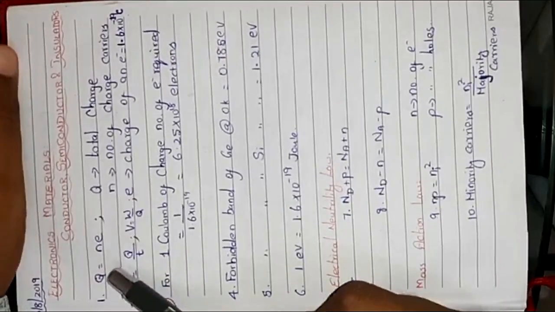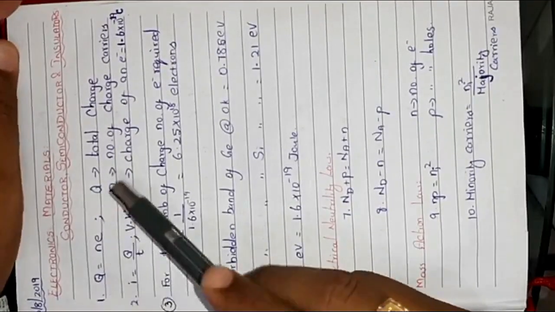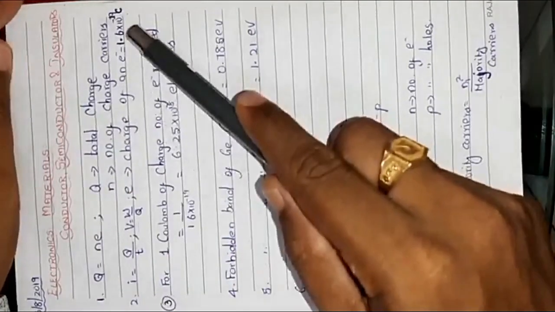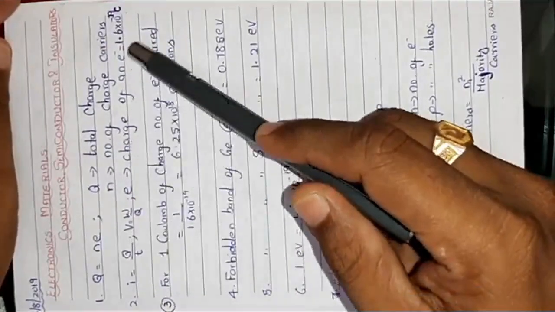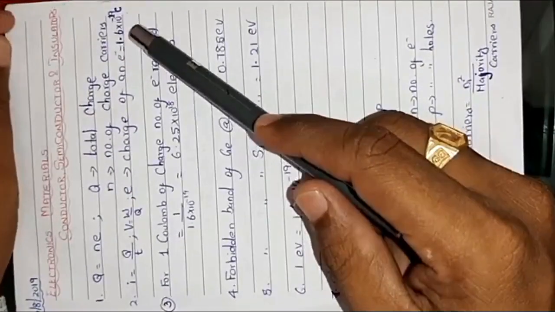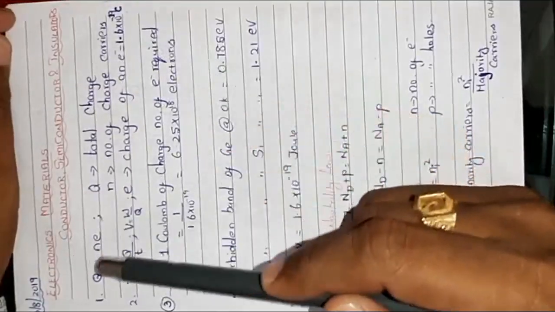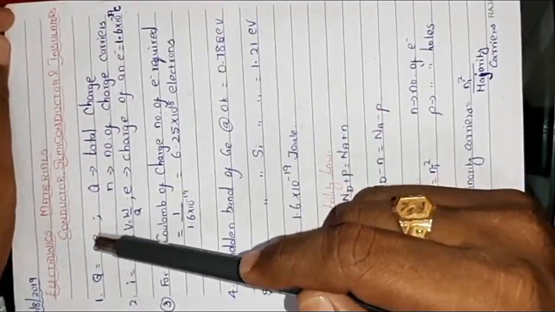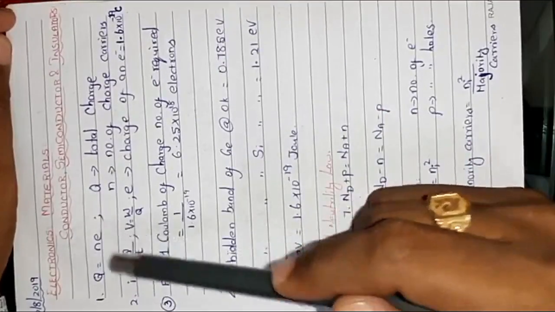Number 1, Q is equal to NE, where Q is total charge, N is number of charge carriers, E is charge of an electron, that is equal to 1.6 into 10 power minus 19 coulomb. So total charge is the product of number of charge carriers and charge of a single electron.